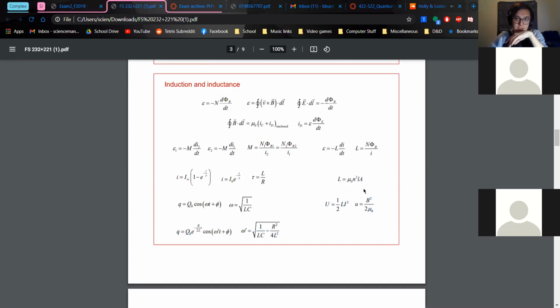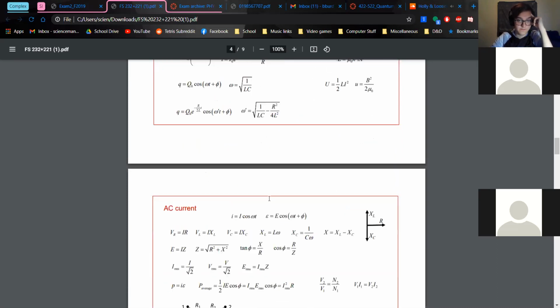So this is a charge inside of an inductor, and this is inductance, so this is an L, not an I, right there. This is inductance for a solenoid, a long cylindrical solenoid. I believe that's what that is, but you shouldn't need that. This is energy stored in an inductor. This is energy density in an inductor right here.